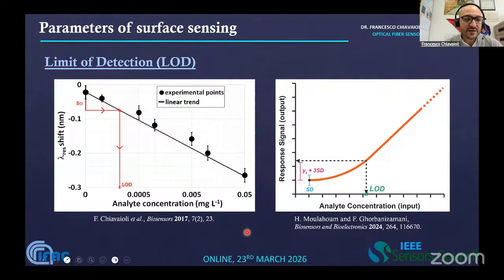Here is a very illustrative example where one can retrieve the detection limit from the calibration curve. If we have a linear response, simply by considering the signal at the blank plus 3 times the standard deviation, go directly to the fitting, and then we can retrieve the concentration LOD. If we have a sigmoidal trend of the calibration curve, we again have the standard deviation of the blank and the signal of the blank. We consider 3 times the standard deviation, then go to the calibration curve and we can retrieve the LOD.